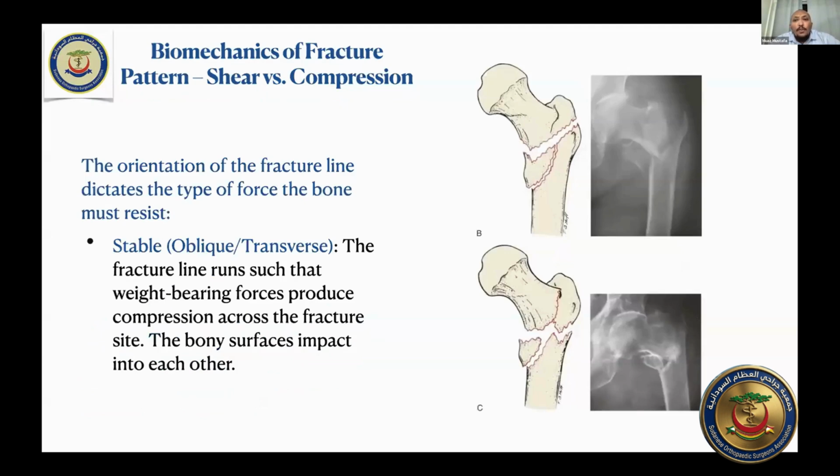The configuration of the fracture dictates the stability of the fracture. We have two types, either stable or unstable. Stable, like oblique and transverse fractures, where the fracture line runs such that the weight-bearing force produces compression force across the fracture site. The bony surfaces go into impaction.